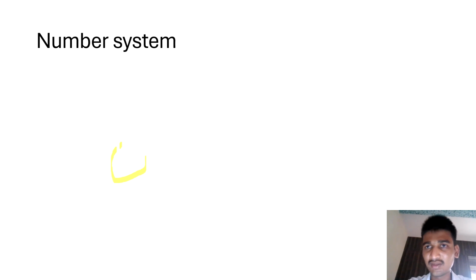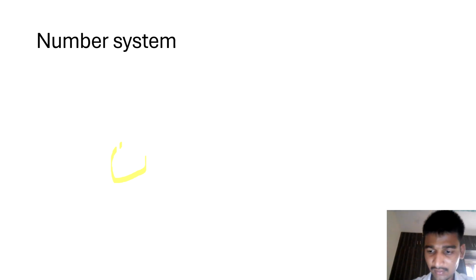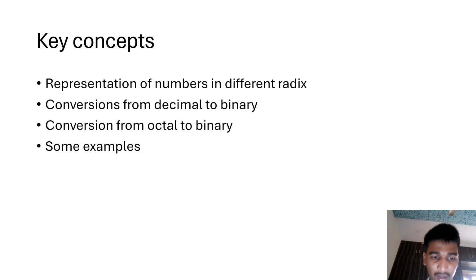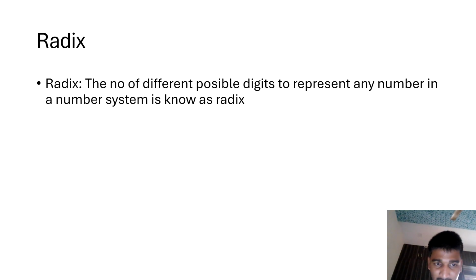What is number system? I want to explain that. After that, I have taken some key points in a number system. What are the key points? First one is representation of numbers in different radix. What is radix? Radix is a number.